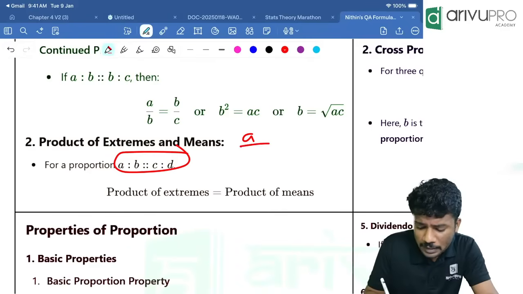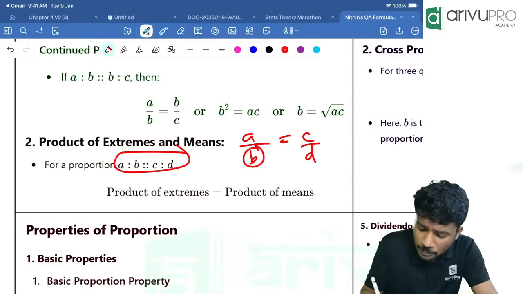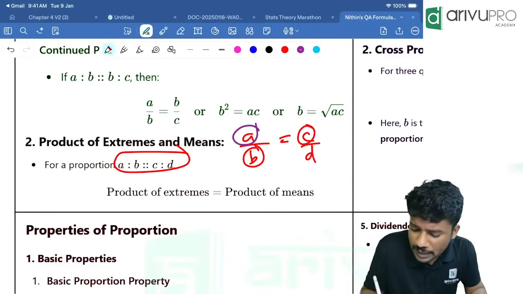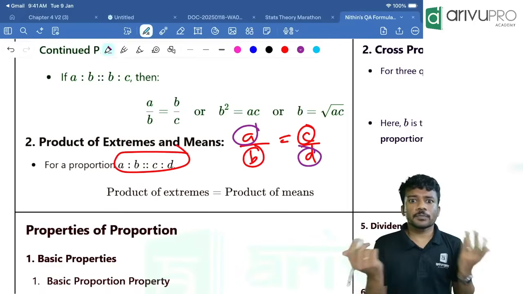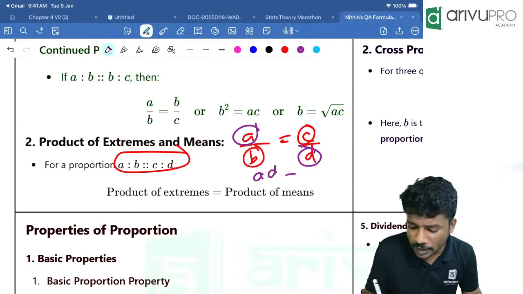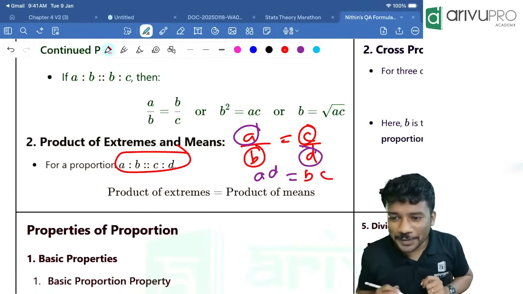What do you mean by that? A by B is equal to C by D, right? What are the means? The middle terms, that is B and C. What are the extreme terms? That is A and D. We can always take the product of the extremes. What is the product of the extremes? A into D is equal to the product of the means, B into C. That also you can write, people.